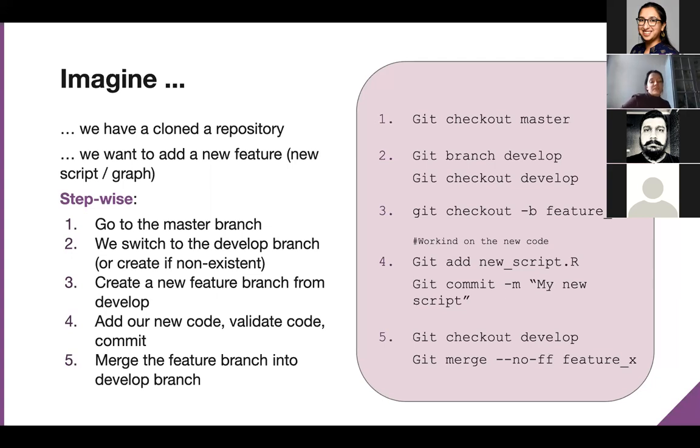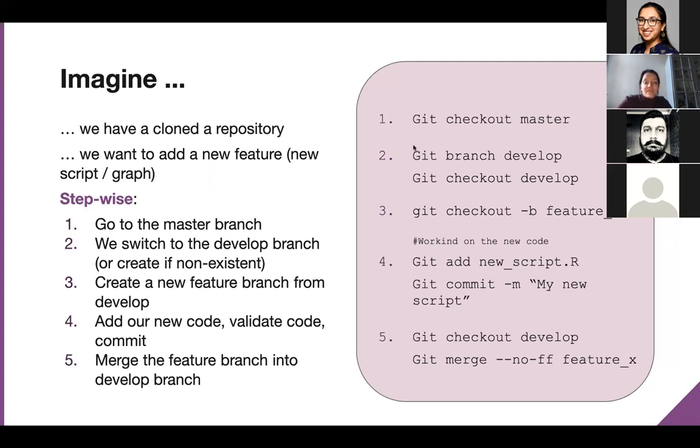And then once we are finished, we want to merge this feature branch into the develop branch. Here on the right side, I put, summarized, basically the command line history. So just assume we open the RStudio project, we go to the terminal, and we just make sure that we are on the master or on the main branch, git checkout master.